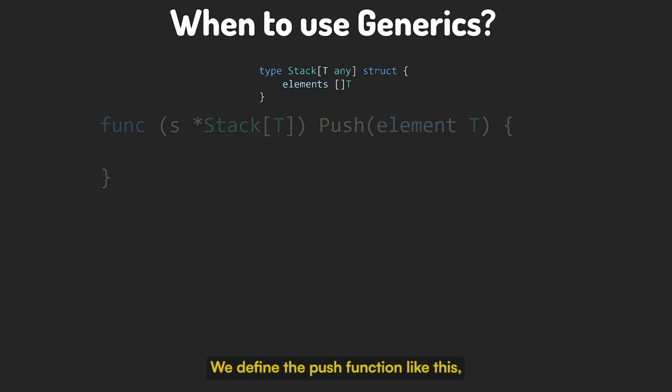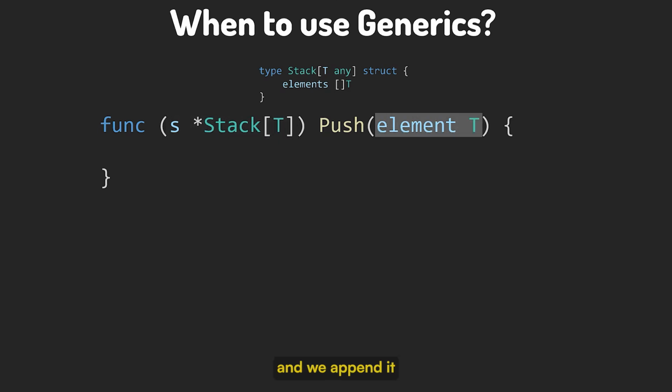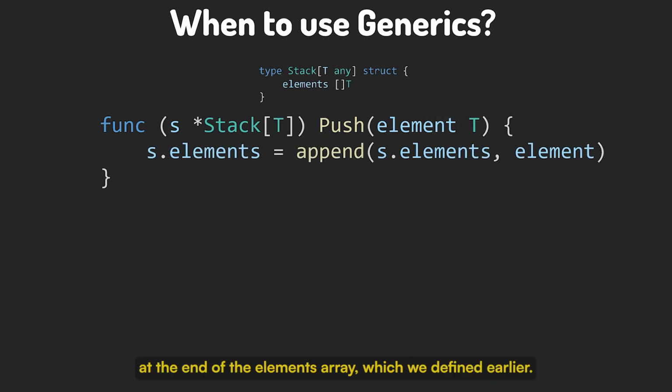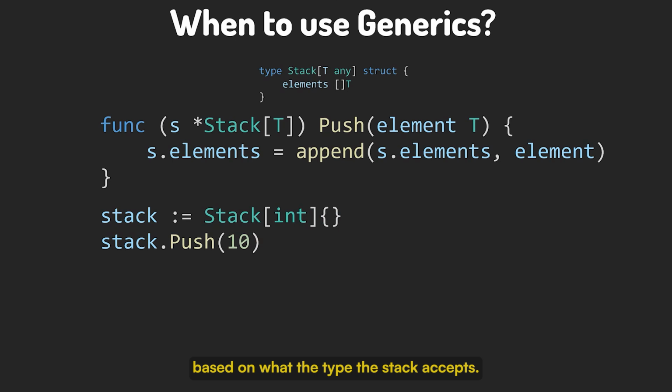We define the push function like this, where the receiver s is a pointer to the stack, which takes an element of type T. The push function takes an element of type T and we append it at the end of the elements array which we defined earlier. Now this push function is not dependent on any particular type like int or float64. It just expects that the type T of the element passed is the same as the one which is used by the stack. When we use this function to push elements in the stack, notice how we can change the type of elements based on the type the stack accepts.